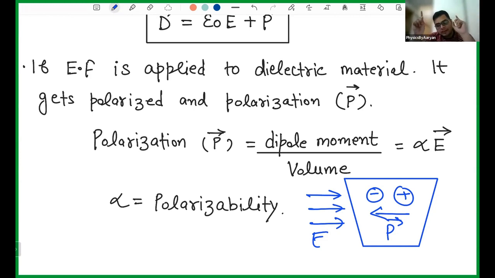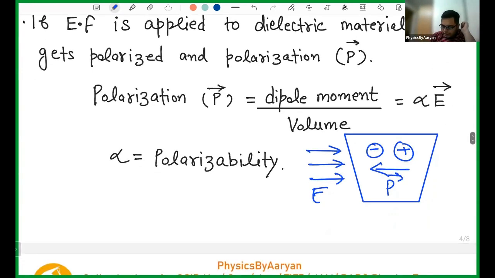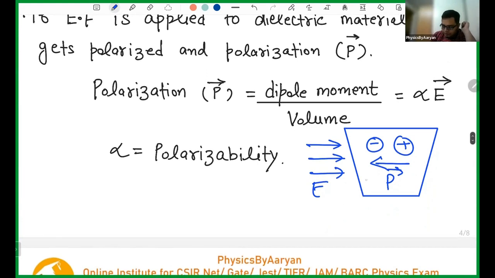In this case, you applied an electric field. As a result, negative and positive charges get separated. Why will they get separated? Because negative charges will experience force on this side and positive charges will experience force on this side. Positive charge experiences force in the direction of the electric field. Negative charge experiences force opposite to the electric field. So negative charge comes on this side, positive charge on this side. You generate a dipole moment, or you can say you generate the polarization.